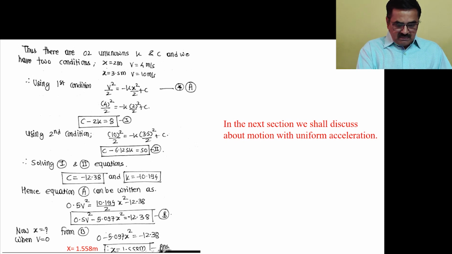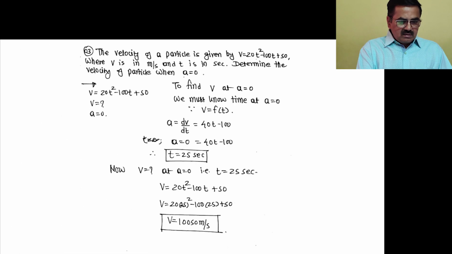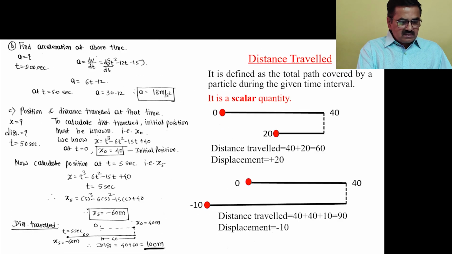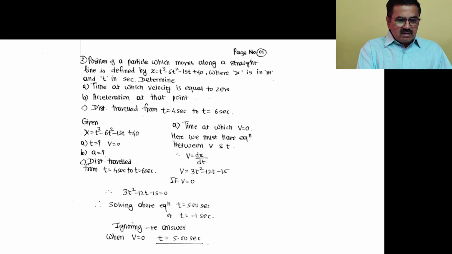Now here I would like to discuss one point in problem number 2. Here part C is distance travelled from t is equal to 4 seconds to t is equal to 6 seconds. So correct it as t is equal to 0 to t is equal to 5 seconds.